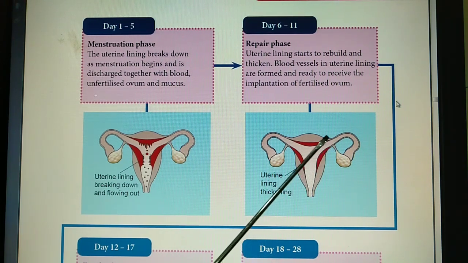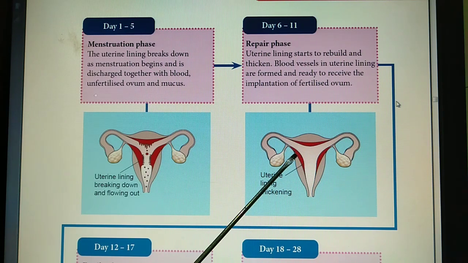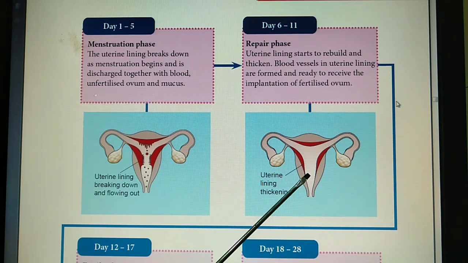You can see from this diagram, we have 3 parts of the uterine wall here. This part will start to rebuild and thicken. So please remember, this uterine wall consists of blood vessels.